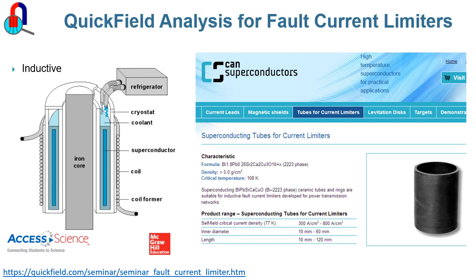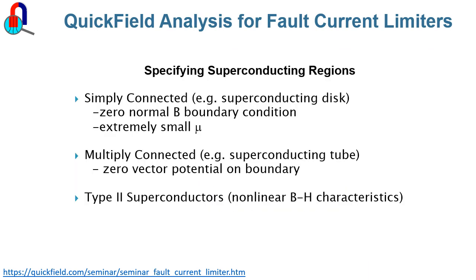So when we're specifying superconducting regions in QuickField, it depends on the type of superconductor, whether it's simply connected, where we have a superconducting disk. In that case, we can use a zero normal boundary condition or extremely small values of permeability. If we have a multiply connected superconductor, such as a tube, the boundary condition is zero vector potential. Now if we're modeling the nonlinear BH characteristics of superconductors, we have to be careful whether we're specifying a simply connected or a multiply connected element here.